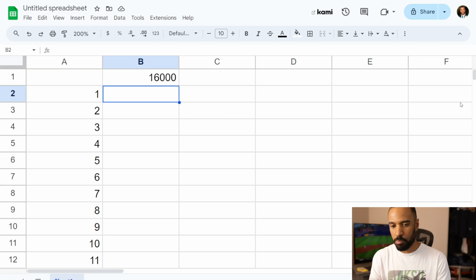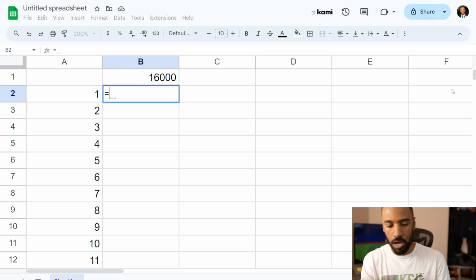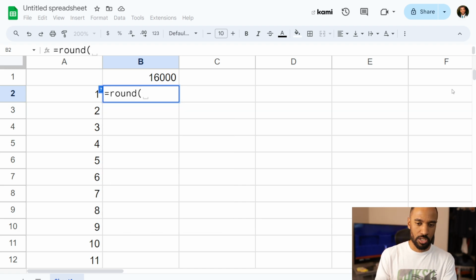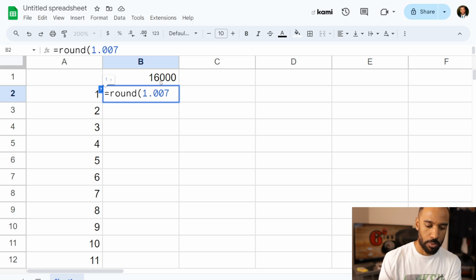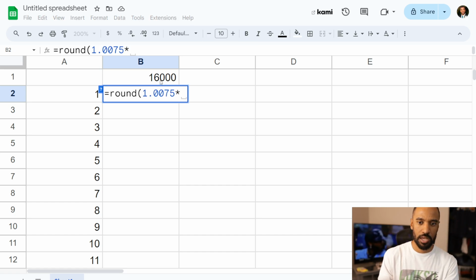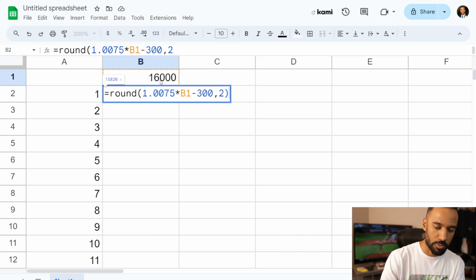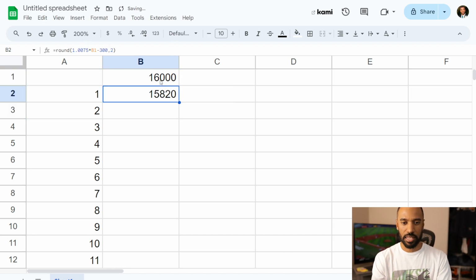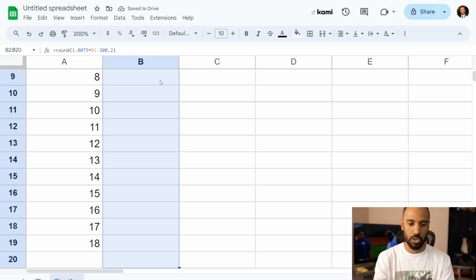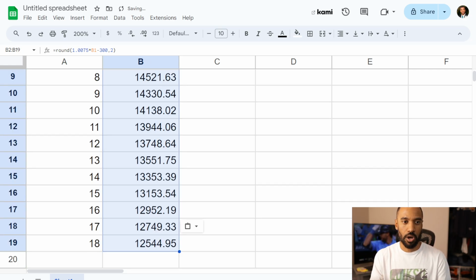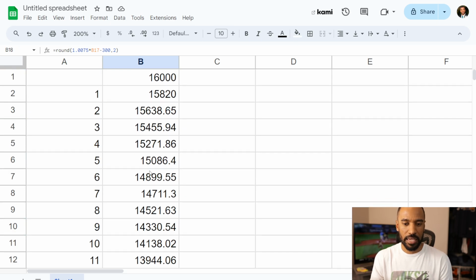So this needs to be a rounded version into 2 decimal places, because that's how we talk about money with cents. 1.0075 times the previous value minus 300, and doing this for 2 decimal places. So this is what's at the end of the first month, etc. And we'll go all the way to the 18th month there. Well, actually, they said at the beginning of the 18th month.